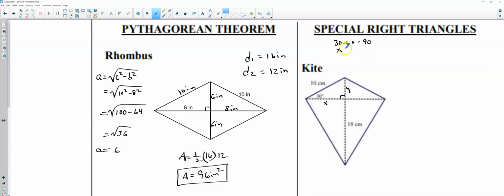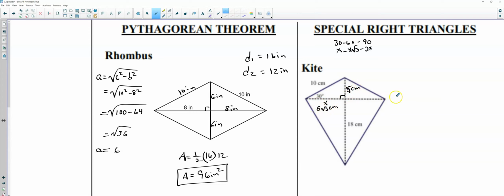Remember that the short leg across from the 30 is X. Across from the 90 is 2X. And this would be the long leg, X square root of 3. So that's the formula right there. If I got 10, I already know that's the hypotenuse, so the short leg will be half the hypotenuse, so this will be 5. So y would be 5 centimeters. And if that is 5 centimeters, then the long leg is 5 square root of 3 centimeters.